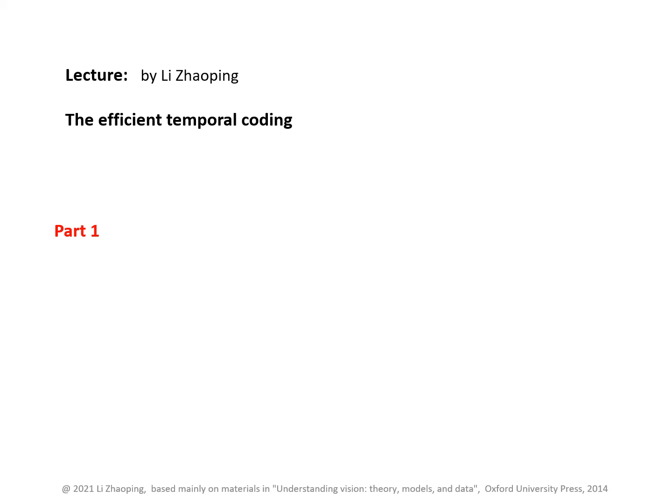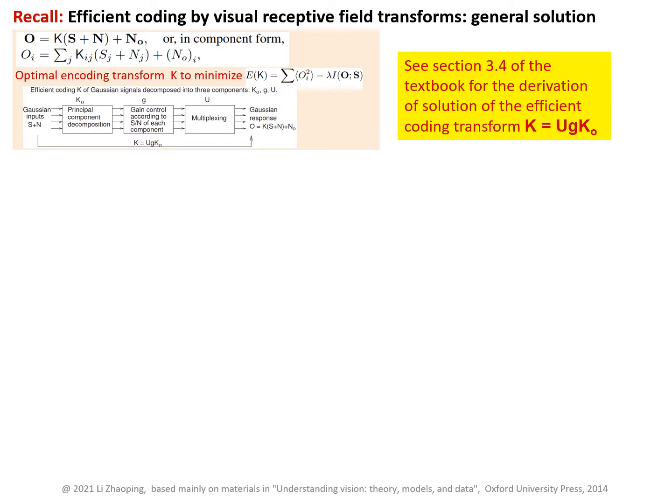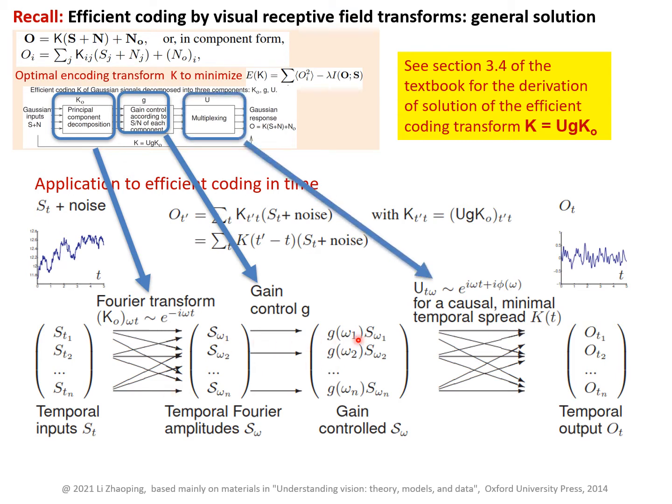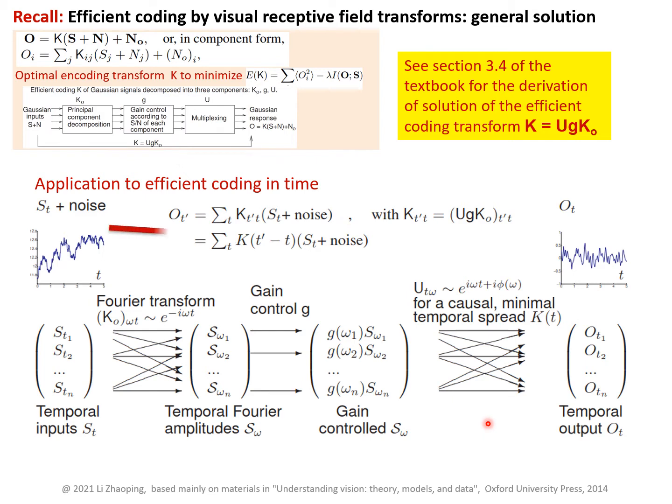Now let's talk about temporal efficient coding. This is like spatial coding, composed of decorrelation as a Fourier transform, now in time, and gain control again for each Fourier component, and multiplexing as the inverse Fourier transform, so that the original input, which is actually now signal S as a function of time plus noise, is filtered by a temporal filter, transform K, to become the output temporal sequence O as a function of t.